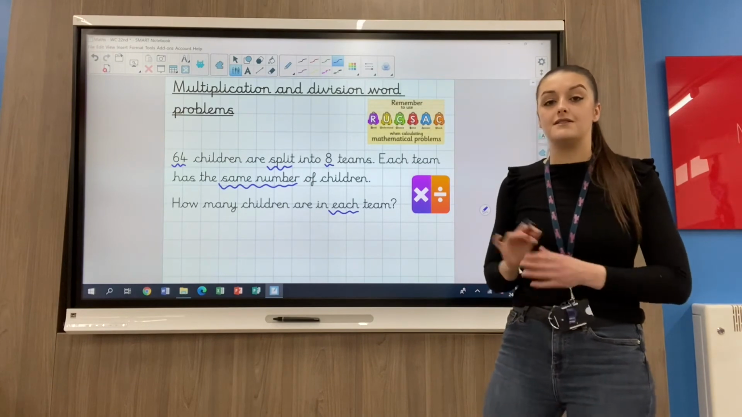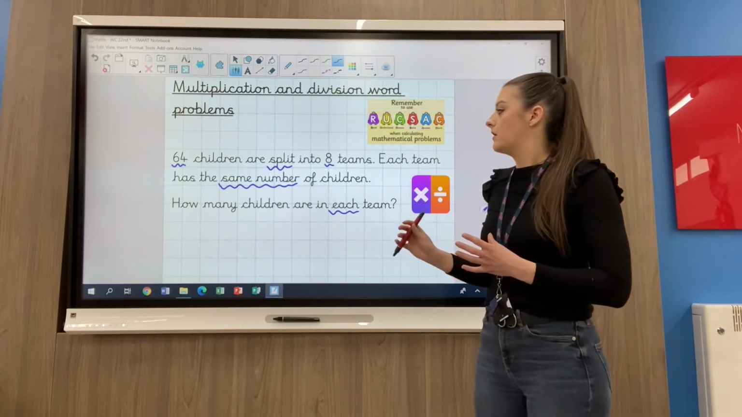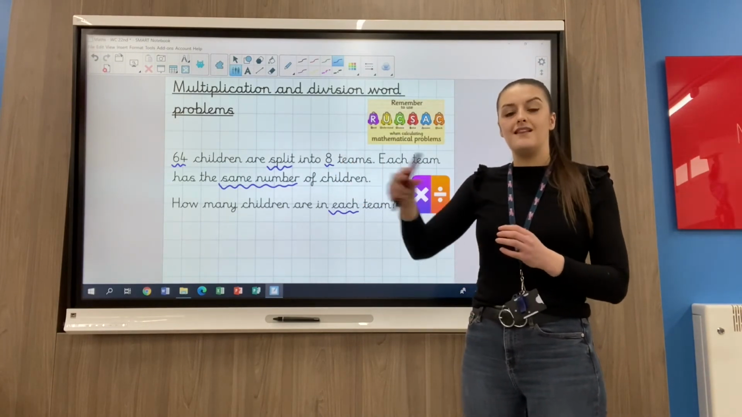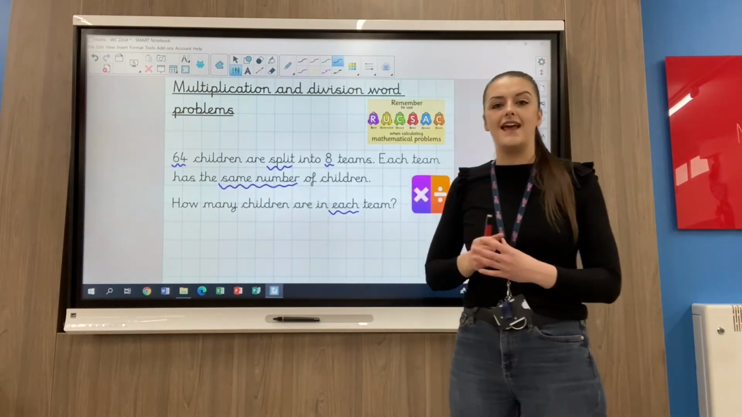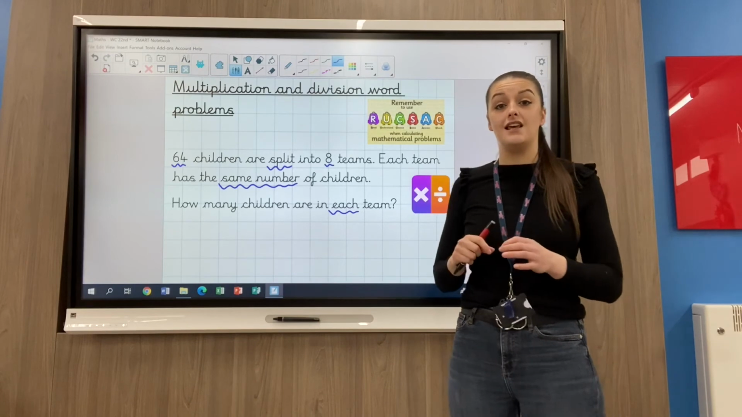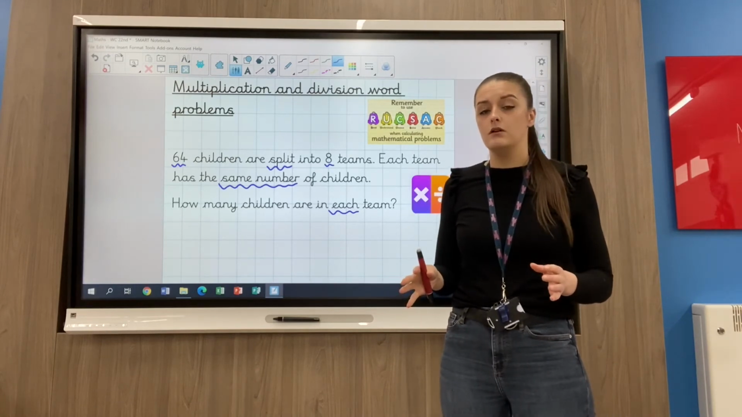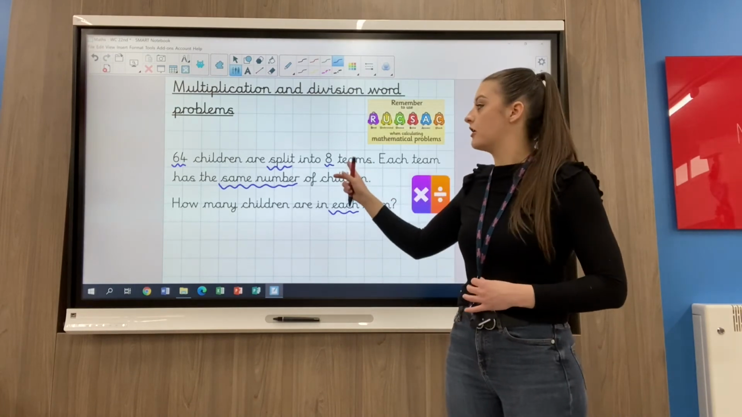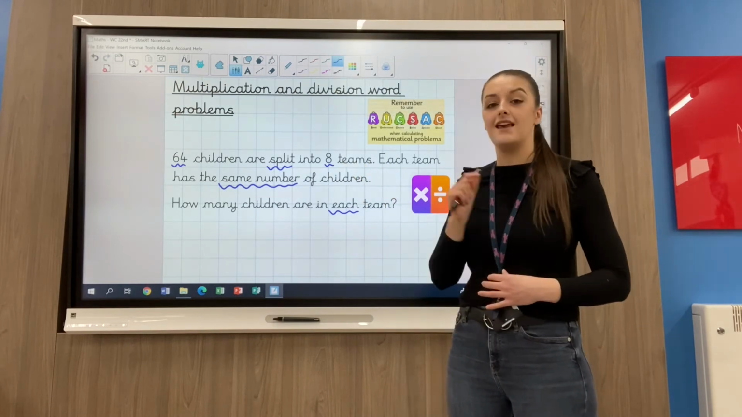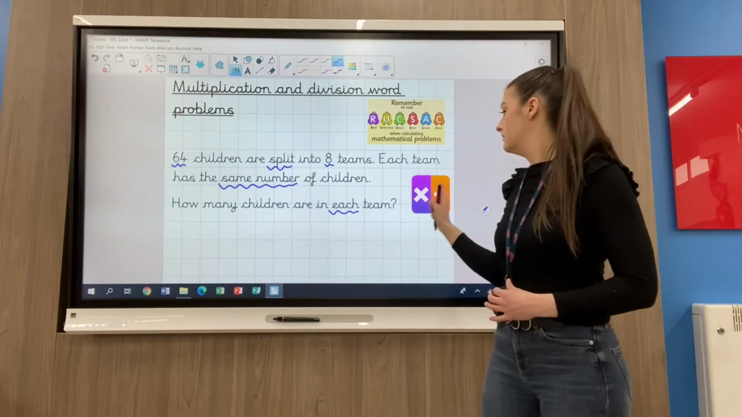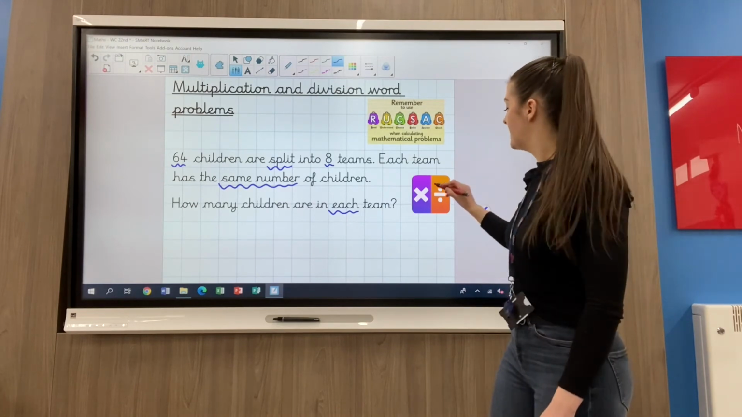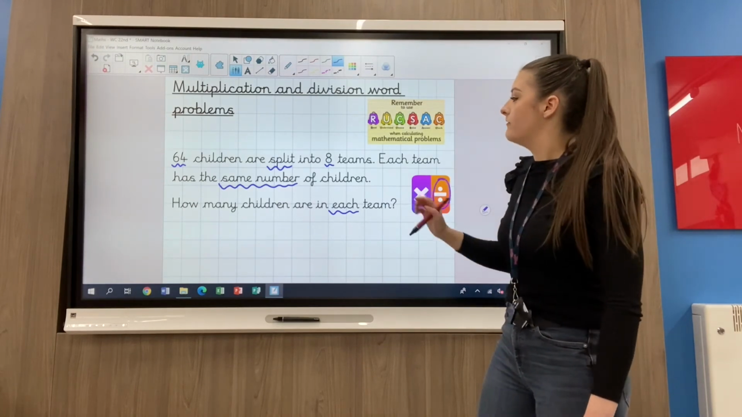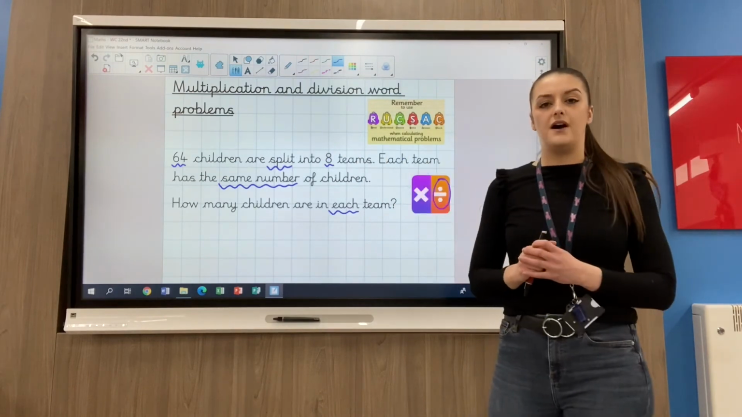So imagine those 64 children. Okay, we've split them into 8 teams and it tells us that each team has the same number. So each team is equal. So if we're splitting those children into 8 equal groups, are we going to be multiplying or dividing? If you said dividing, well done. So I've got 64 divided by 8.